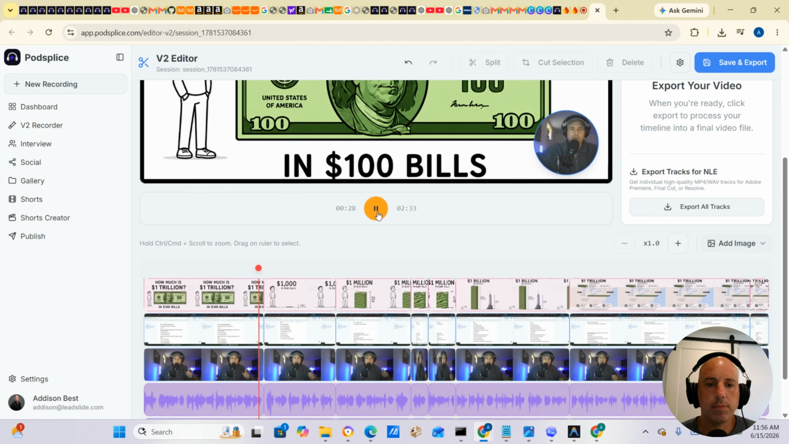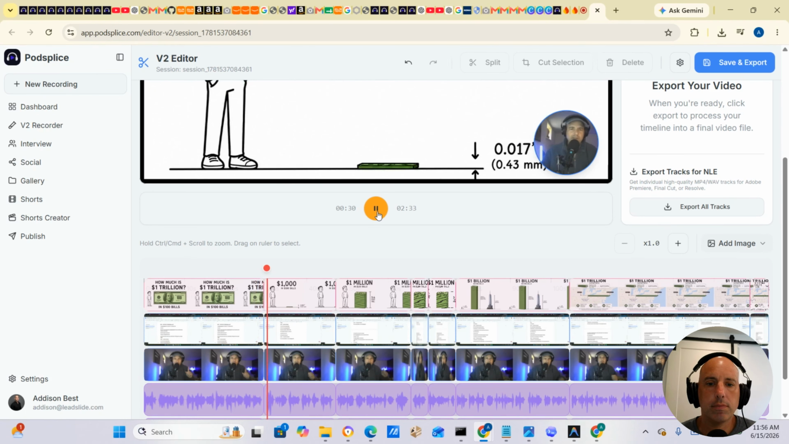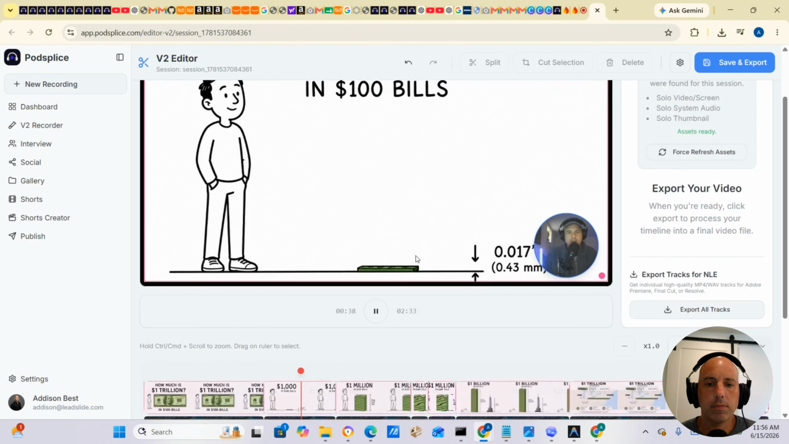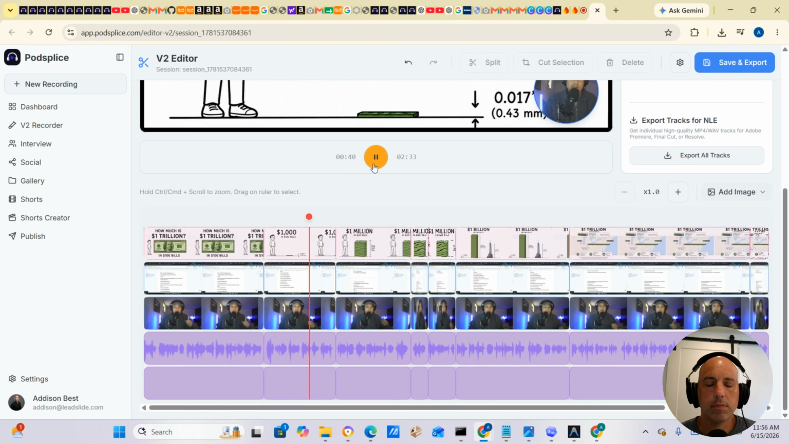Way bigger than most people can imagine. Let's start with $1,000. This is just 10 $100 bills. This stack is only about 1 millimeter thick. That's roughly the thickness of a credit card. You can barely even see it. So let's add a few more zeros and see what happens.